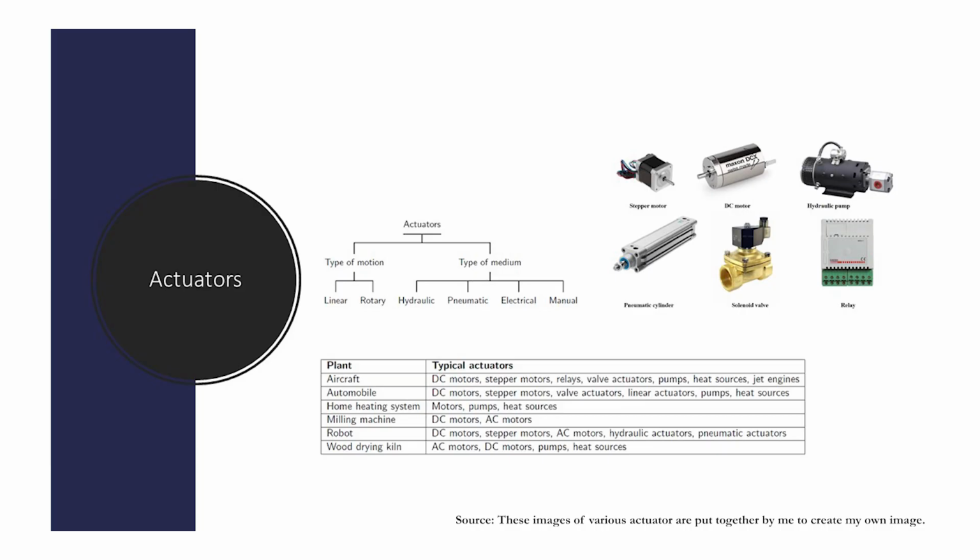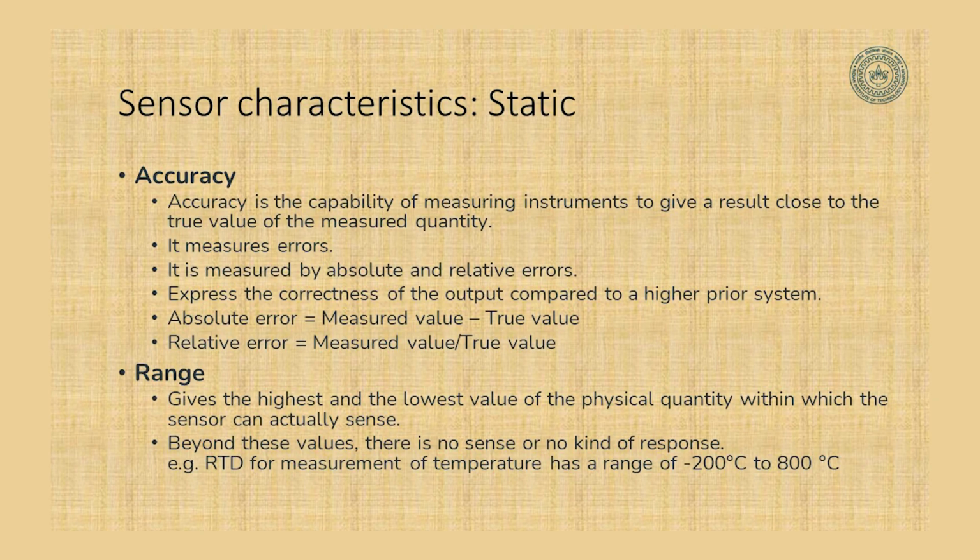Does everyone understand the difference between sensors, actuators, transducers? Yeah. So, let us look at some of the characteristics of sensors. So, again sensor characteristics can be broken down into static and dynamic. So, first let us look at the static characteristics. The first static characteristic is accuracy.